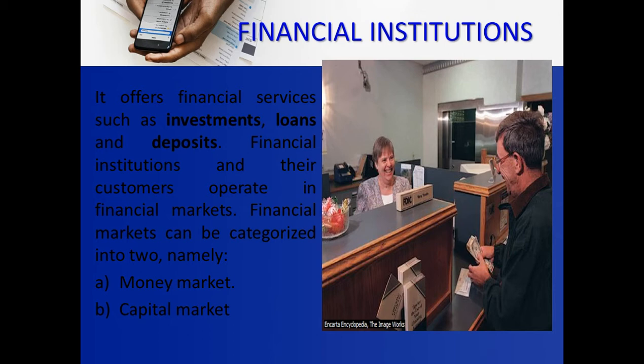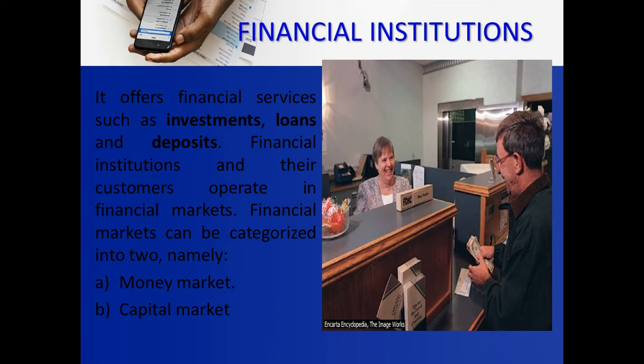So your financial institutions and their customers operate in a market called the financial market. Remember, we have different forms of market in economics. We have the capital market, as you can see. We have the money market. We have the factor market. Under the factor market, we have the labor market and the land market. So we have a lot of markets. We have the commodity markets, a lot of markets in economics. But your financial institution operates in a market called the financial market.